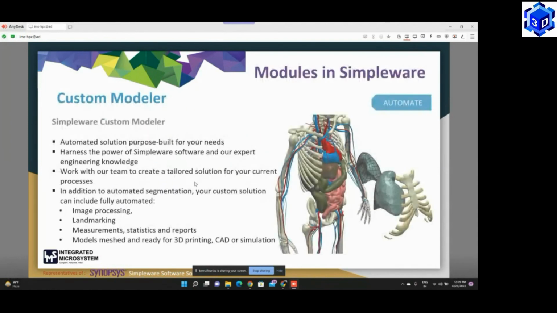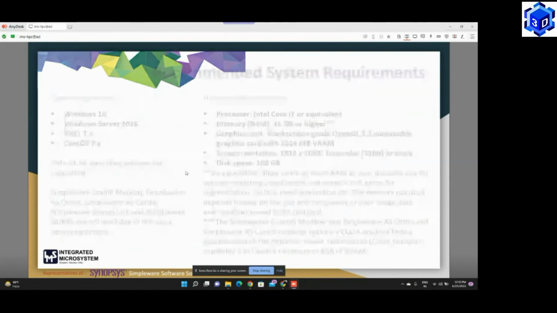This is a custom modeler. Basically, this software is based on Python language. So if you want to make your own auto segmentation for specific body parts, you have the flexibility of using the Python developing console. There is a Python console inside the software which allows you to make your own plugins or automated tools. So that is why it is called custom modeler.